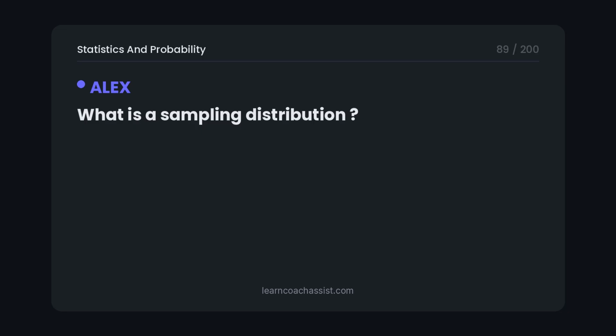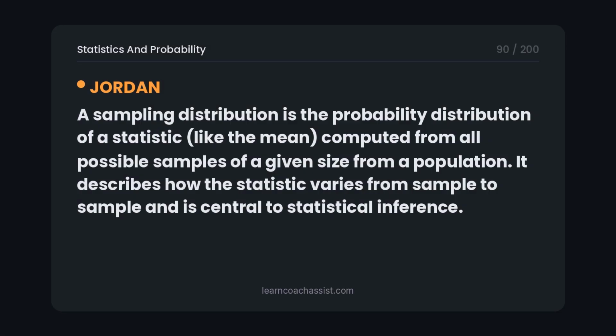What is a sampling distribution? A sampling distribution is the probability distribution of a statistic, like the mean, computed from all possible samples of a given size from a population. It describes how the statistic varies from sample to sample and is central to statistical inference.